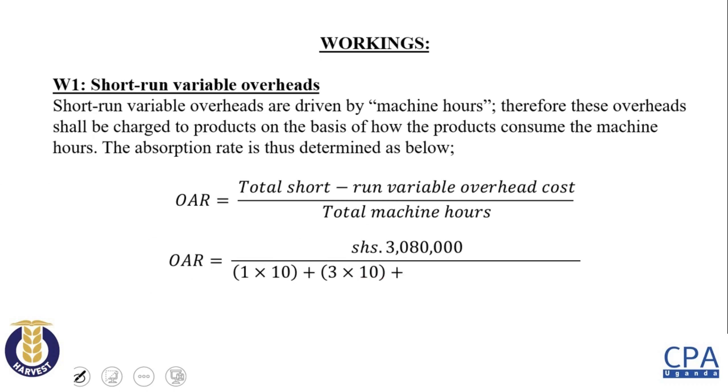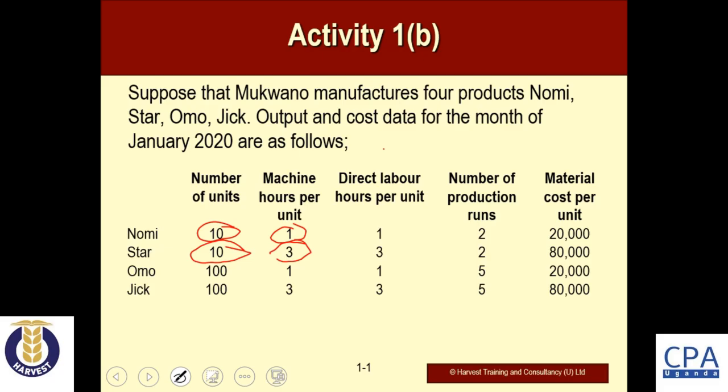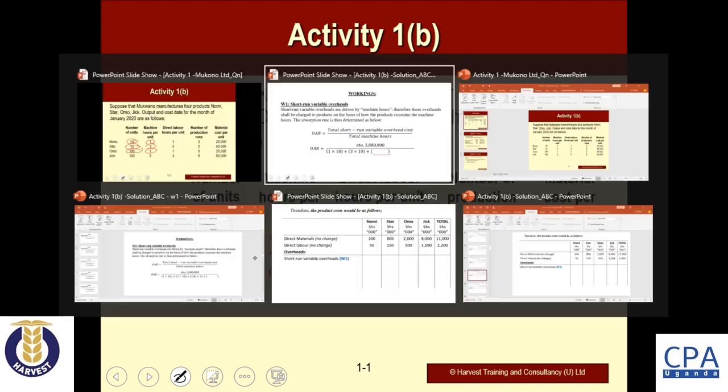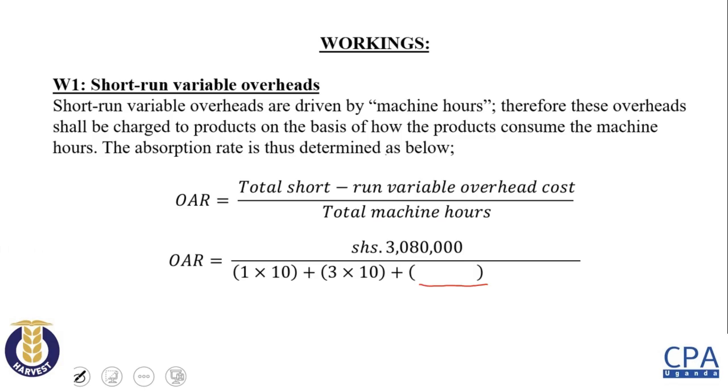Next, I move to the next product, which is OMO. Again, for OMO, I need to determine the total machine hours. So I go back to the question, and we are told that each unit of OMO requires 1 machine hour, and then we have 100 units of OMO. So that's what I'm going to bring to my equation here, the denominator here. So those are the 100 units of OMO times 1 machine hour that is needed by each unit of OMO.